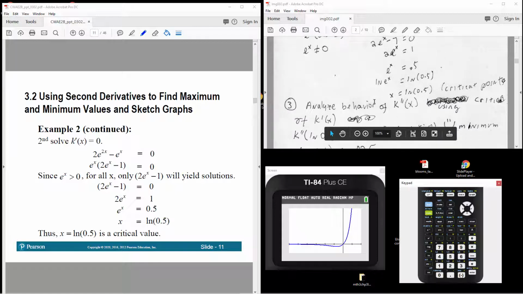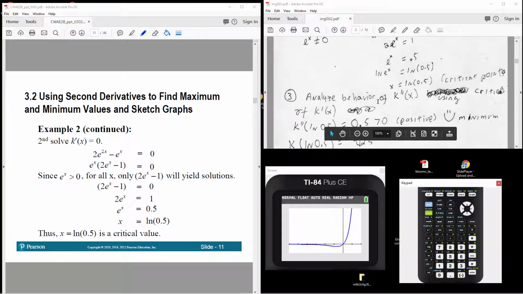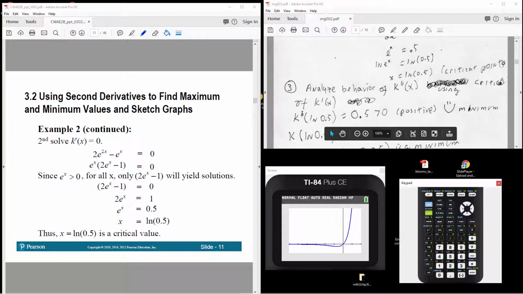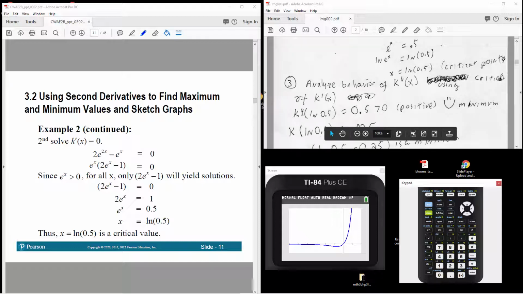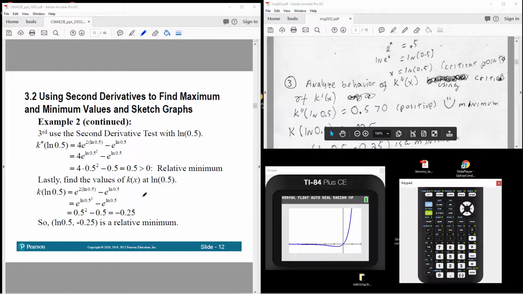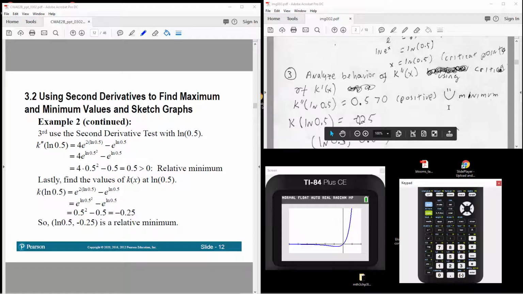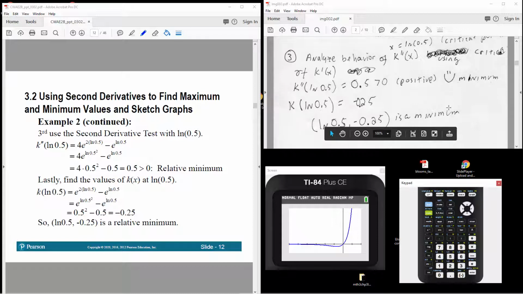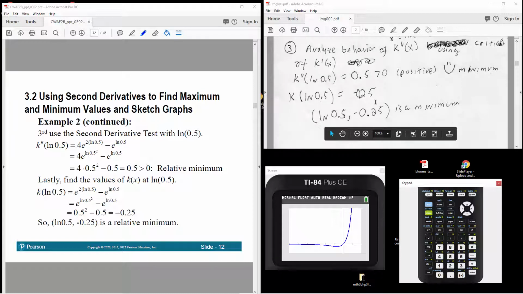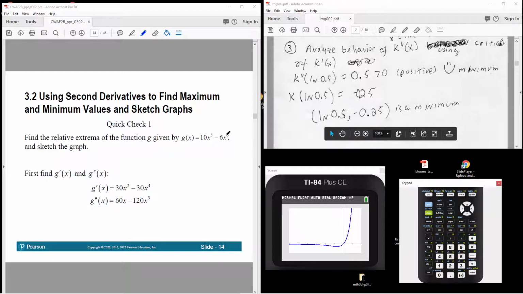Then I check the behavior of that critical point on the second derivative. I see that I have a number that's greater than 0, so it's positive, and that means I have a minimum there. I found the y-coordinate for that location, so I know I have a minimum at that point there. Okay.